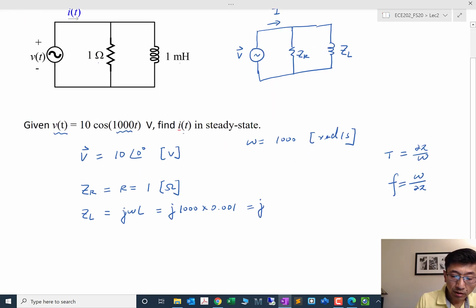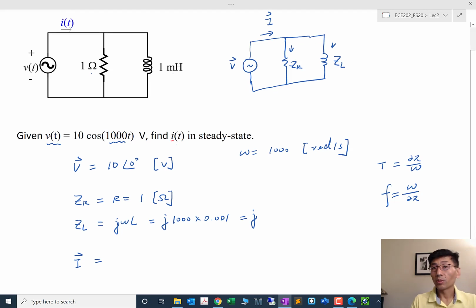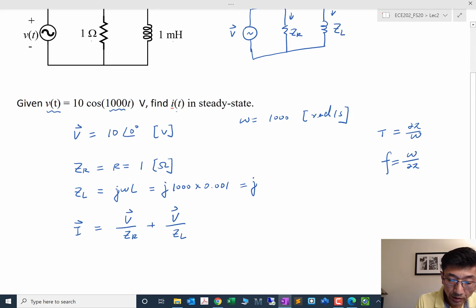So therefore, I can write the current. So the current here in terms of phasors, that's going to be the current through this one plus this one here. So that's just the KCL here, right? So I'm using the third flavor of the KCL. The entering currents equal the leaving currents. So the leaving currents is V over Z sub R plus V over Z sub L, right? So in this case, I can factor V out, right?